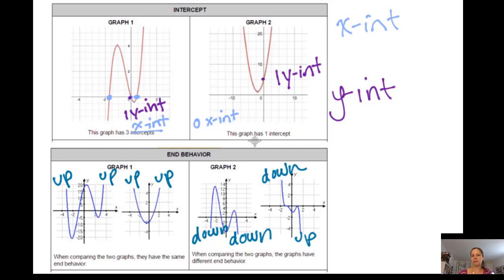So we read a graph from left to right. For example, for this graph, we could say that the end behavior is down and then up. So first we describe the leftmost behavior and then the rightmost behavior.